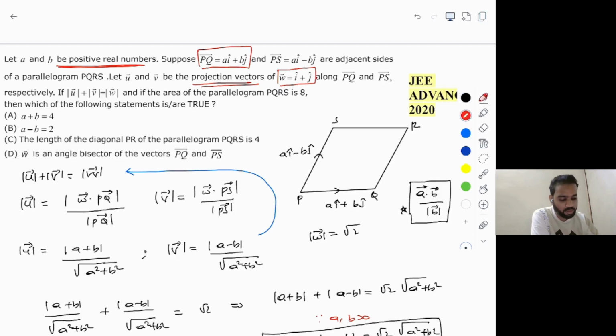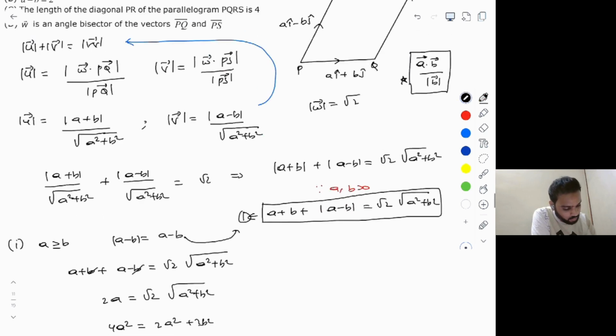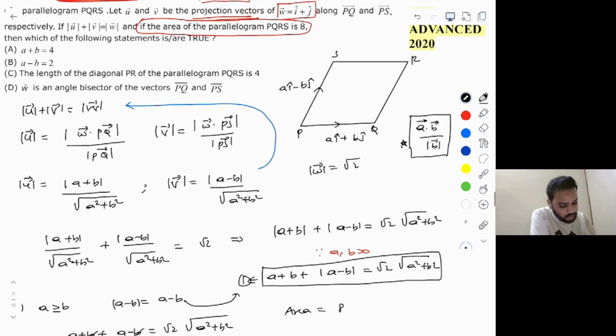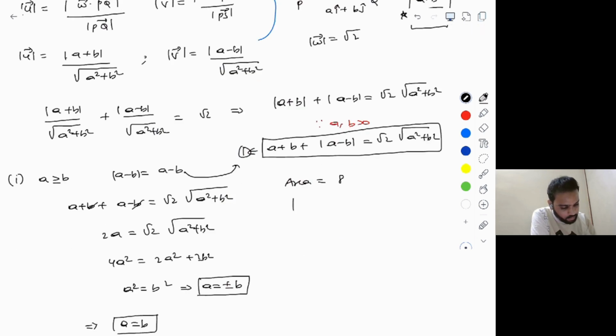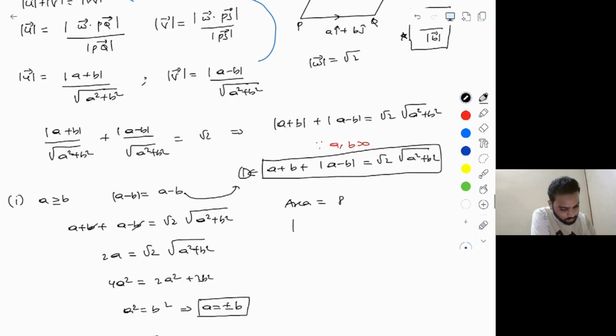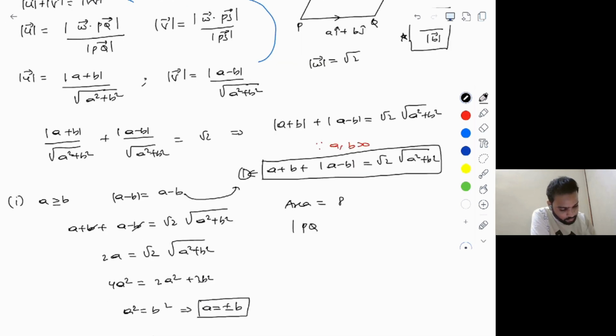But in the question, if you observe carefully, there is one more condition given to you, that is the area of the parallelogram. The area of the parallelogram PQRS is given to you, which is 8 units, right? So in this case, we know how to write down the area of the parallelogram. Given that area is equal to 8 units, area is nothing but what? Modulus of PQ bar cross PS bar. That is the cross product of two adjacent sides of a parallelogram. So modulus of PQ cross PS should be equal to 8 here.